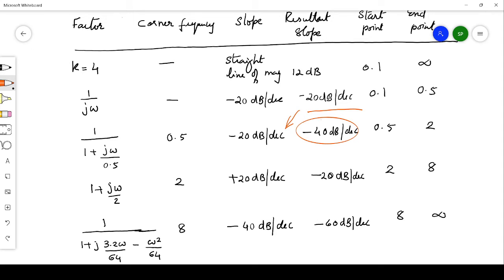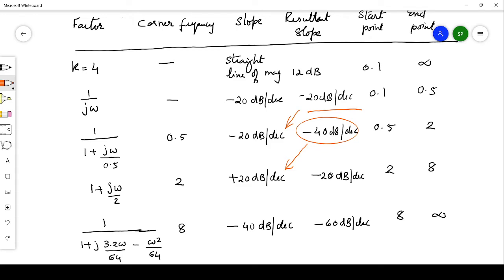Now in the next factor we have a first order zero. As we know, for a first order zero, the slope is plus 20 dB per decade. So just see here, I have written the slope as plus 20 dB per decade. Now how will you find the resultant slope? Already our plot has a slope of minus 40 dB per decade, so this one will get added with this one. So minus 40 plus 20, our resultant slope becomes minus 20 dB per decade. And where is it starting? It is starting at this particular corner frequency, and it is ending at the next corner frequency.